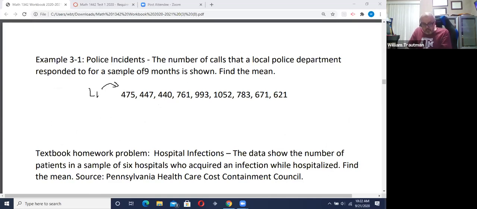I'm putting all that in my data list. 475, enter. 447, enter. 440, 761, 993, 1052, 783, 671, 621. So I'm going to enter all this into my calculator into list 1. I just want to make sure everybody sees this, and I'm going to go to my calculator and show you.